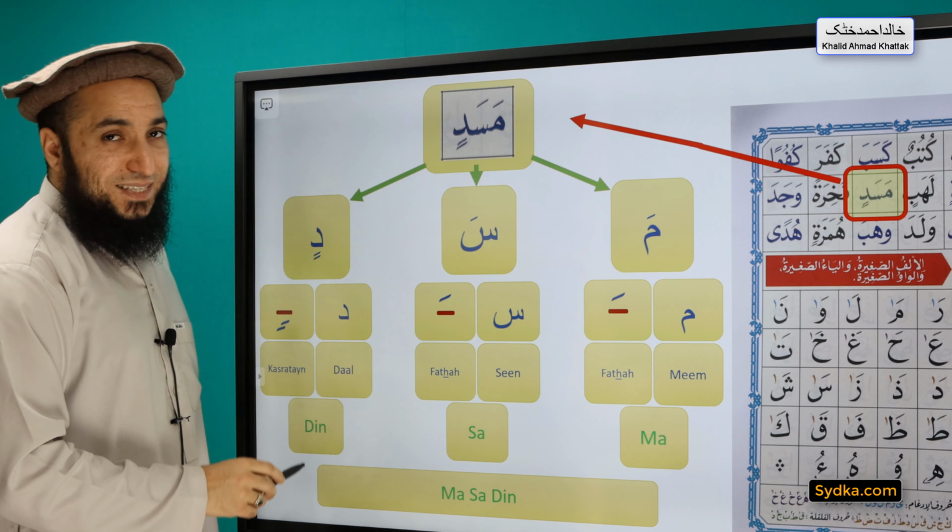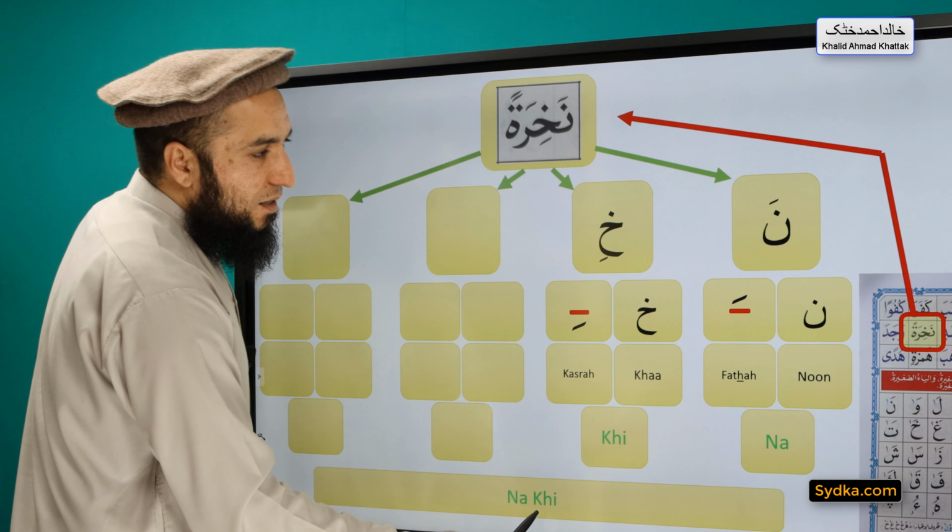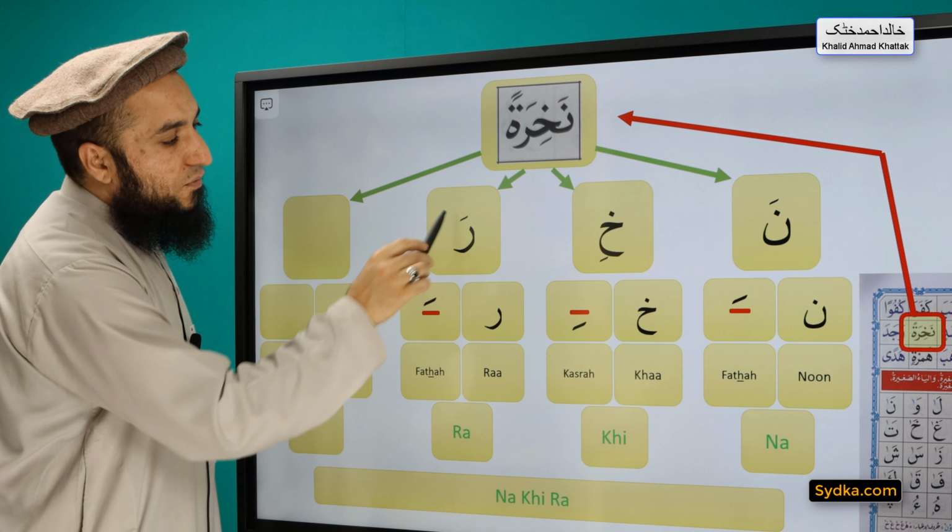The first syllable we have is noon fathana. Noon is not silent and it has fatha, and noon is a light letter. Noon fathana. The second syllable we have is kha kasra. Kha is not silent and it has kasra, and kha is a heavy letter. Kha kasra. So when we connect these 2 syllables, we have nakhi, nakhi.